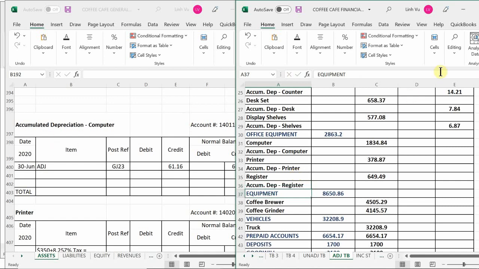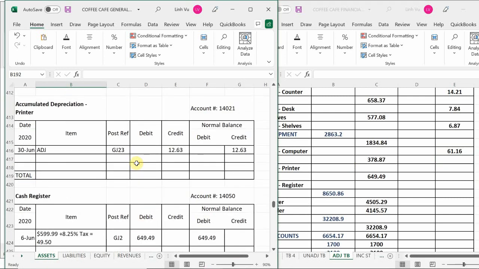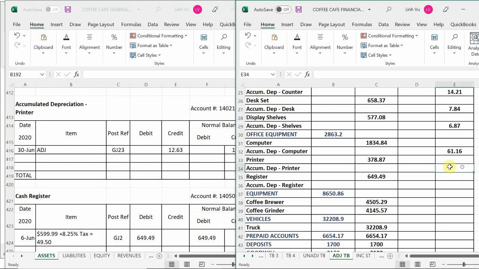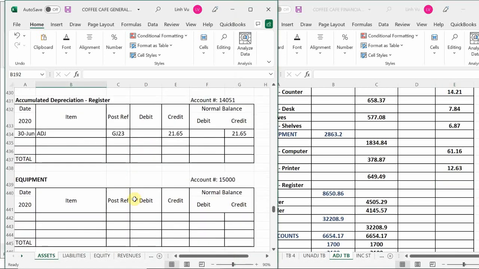Once again, I'm going to complete it exactly the same way, and then I'm going to update my account accordingly. Here, the accumulated depreciation for your computer was $61.16 on the credit side. For our printer, we had $12.63 on the credit side as well. And then we had the register for $21.65.